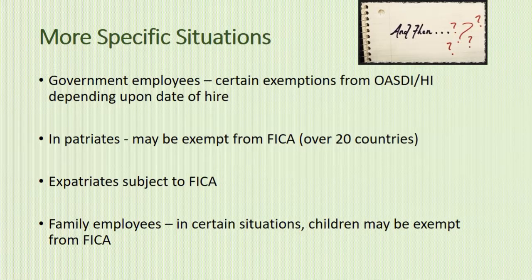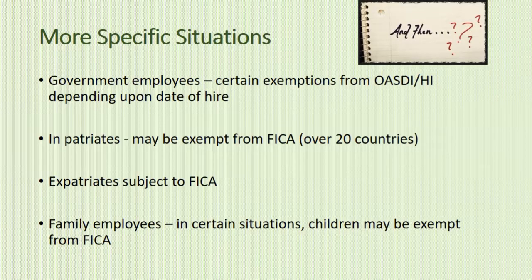Impatriates are foreign citizens that are subject to taxes similar to Social Security in their home country that have been transferred to their employer's home country in the U.S. and are working here. They are not subject to FICA taxes if there is what is called a totalization agreement in place. If there is not an agreement, the worker is then subject to FICA. Currently, we have more than 20 countries in which there is a totalization agreement in place.